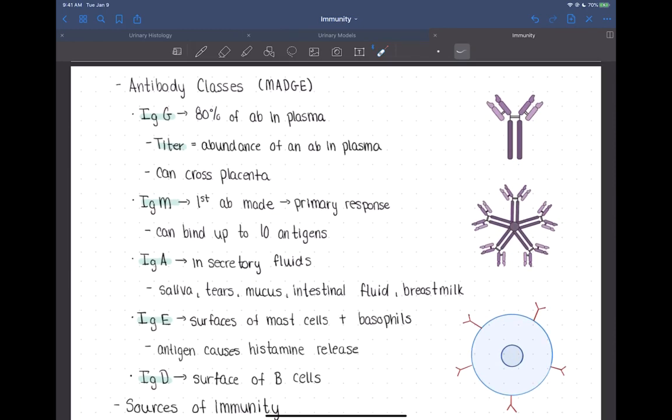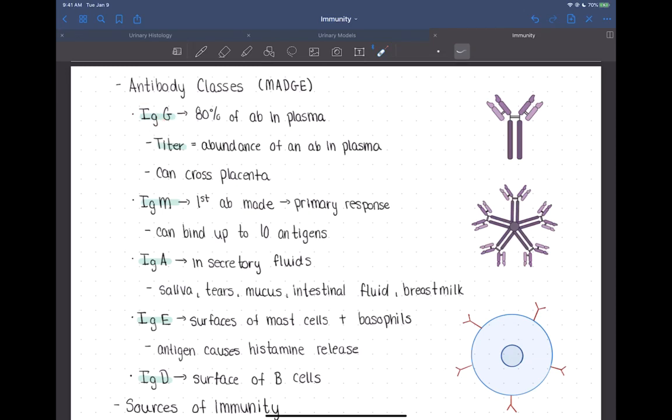All right, so we categorize antibodies just with letters, right? And so if you want to remember all the different types of antibodies, it's going to be MAG, right? So we have antibodies that are M, A, D, G, and E. All right, so we're going to talk about each of those. And so we put Ig in front of each letter. That just stands for immunoglobulin. That's just another name for an antibody.